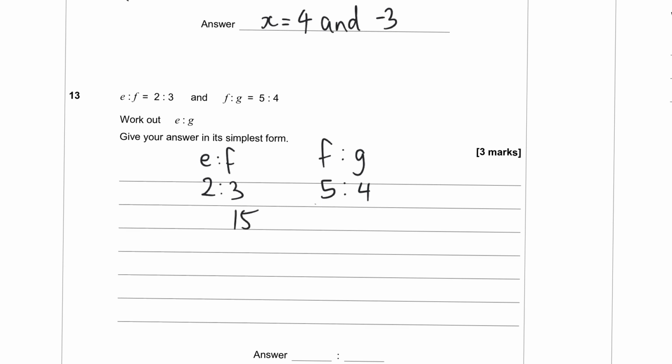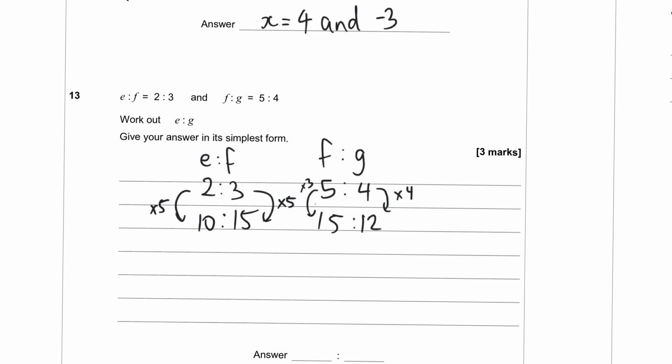So if we make them both 15, that means we would have to times both ratios. For the first ratio, we would have to times the 3 by 5 to get 15, and so you'd have to times the 2 by 5. Whatever you do to one side, do to the other. Then that would leave us with a new ratio of 10 to 15, which is the same as 2 to 3. Then for the second one, to get from 5 to 15, we would times by 3. And so do the same with the 4, and you're left with a ratio of 15 to 12.